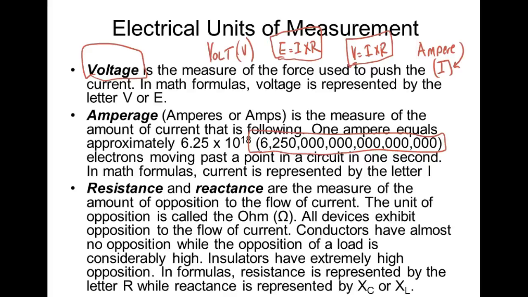Resistance and reactance are the measure of the amount of opposition to the current flow. The unit of opposition is called the ohm. So some people spell out ohms. We don't write O out there because it looks a lot like 0. So normally, if you're good enough, after a while you learn how to draw that guy.